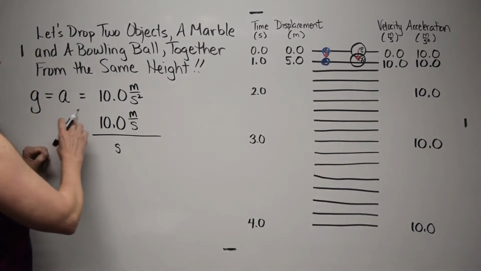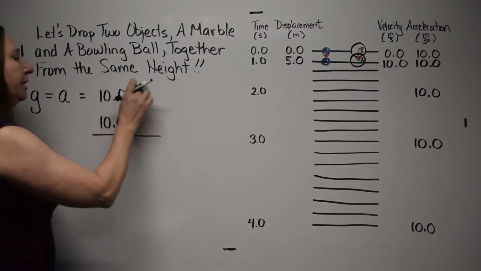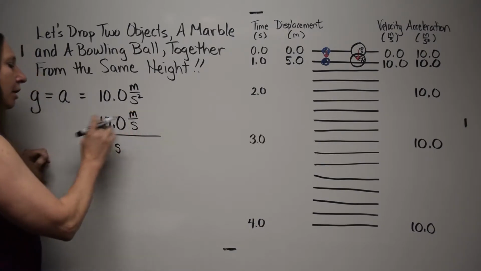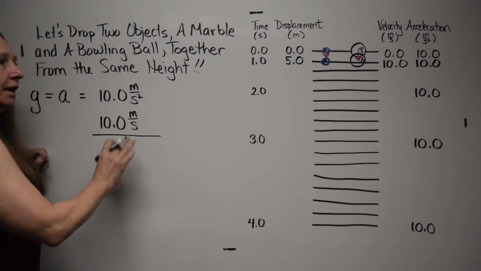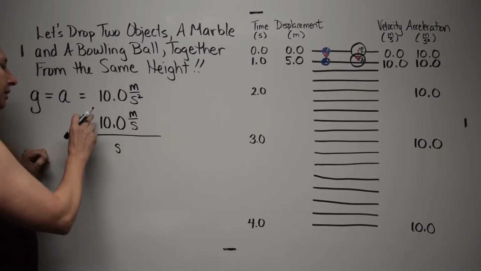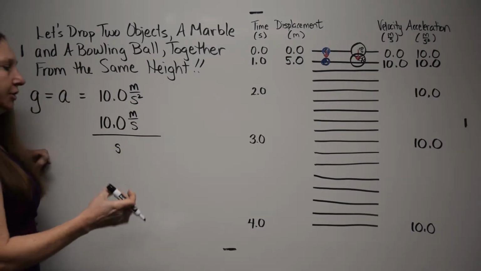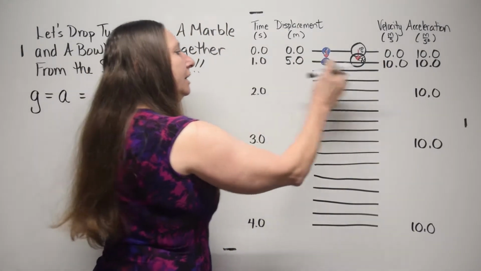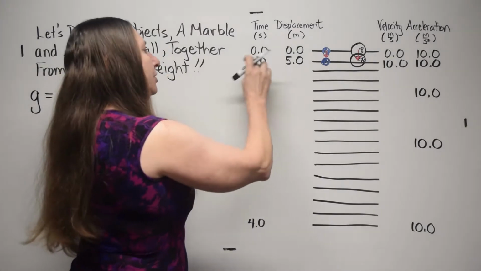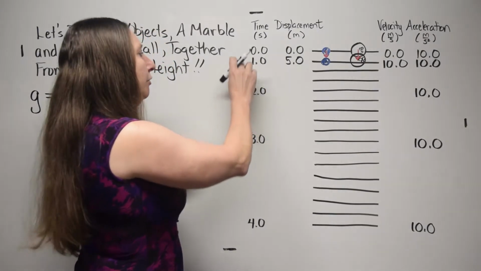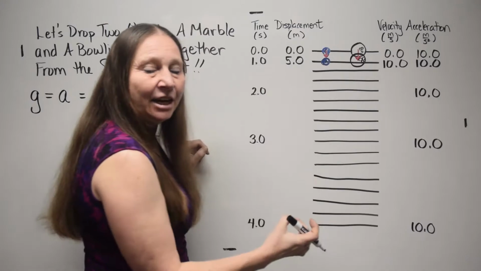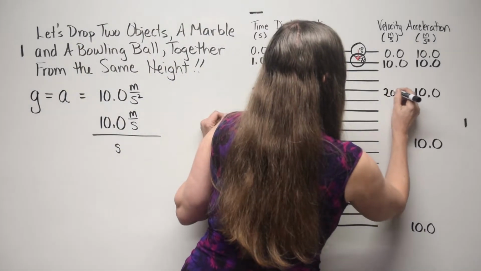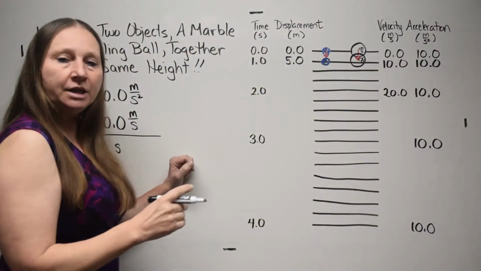Well, what does an acceleration of 10 meters per second squared mean? It means 10 meters per second. Every second that goes by, the velocity increases by 10. What was the velocity at 1 second? It was 10. What's the velocity 1 second later, from 1 to 2? It's 10 more. So now the velocity is 20 meters per second.